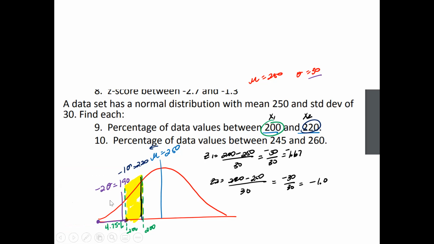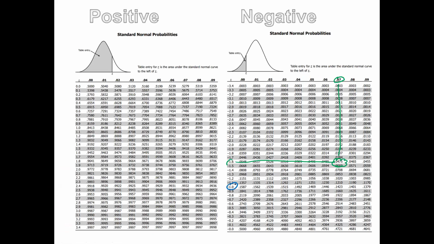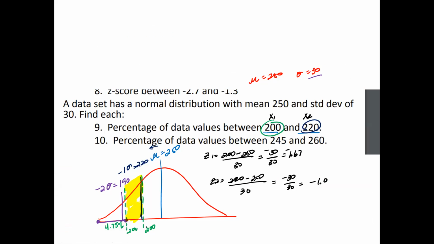Now let's look at negative 1.0. At negative 1.0, here you go, it is 15.87. Now that represents from the end all the way over to here, okay? Now I'm not interested in from the left side to the green line. The only thing I am interested in is going to be the little region that's in between them. And the little region that's in between them is going to be this yellow area.